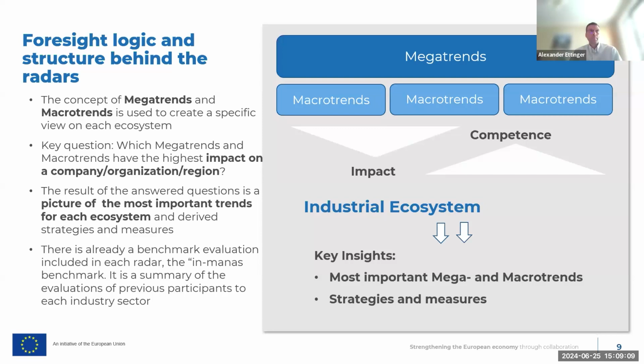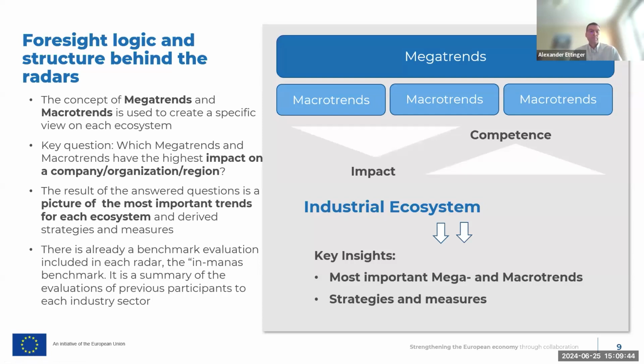Okay, so this is the main part, how to do foresight. You select, and the experts also select, the most important mega and macro trends for each ecosystem. The result is a picture of the most important trends for each ecosystem. You can derive strategies and measures from this picture. There's already a benchmark evaluation included in the trend radar.